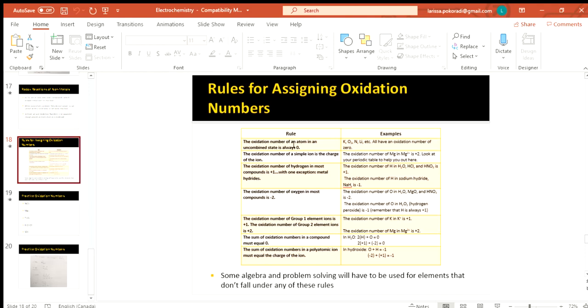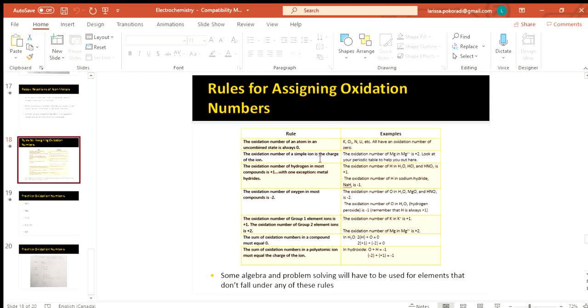So we've already seen the first rule, and that's where an uncombined atom is always going to have an oxidation number of 0. So we've seen that when we've had metals all on their own in some of the reactions, and we've just assigned solid metals a 0. The thing we haven't seen so far are diatomic molecules. So our example here is this O2. So any of those diatomic molecules, they'll also get assigned a 0.